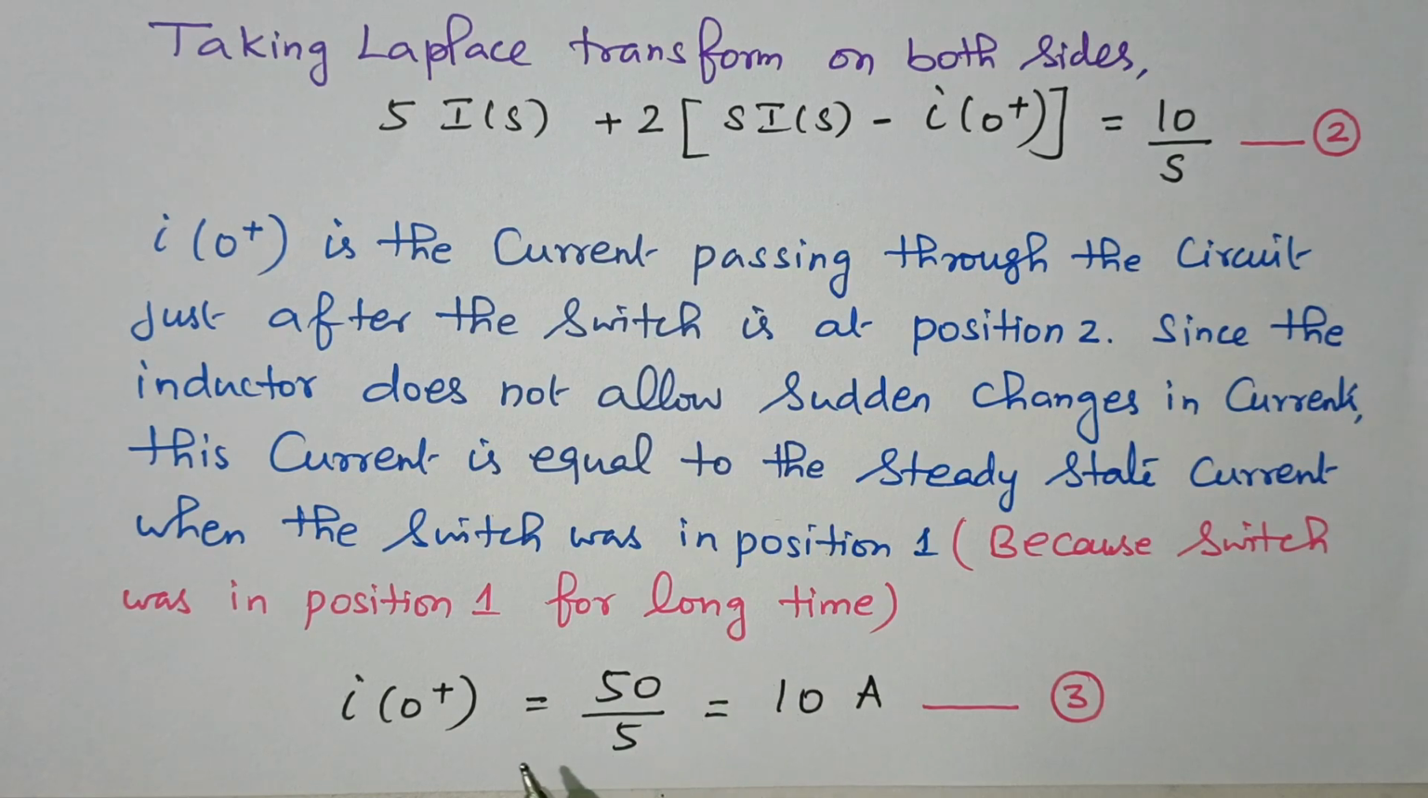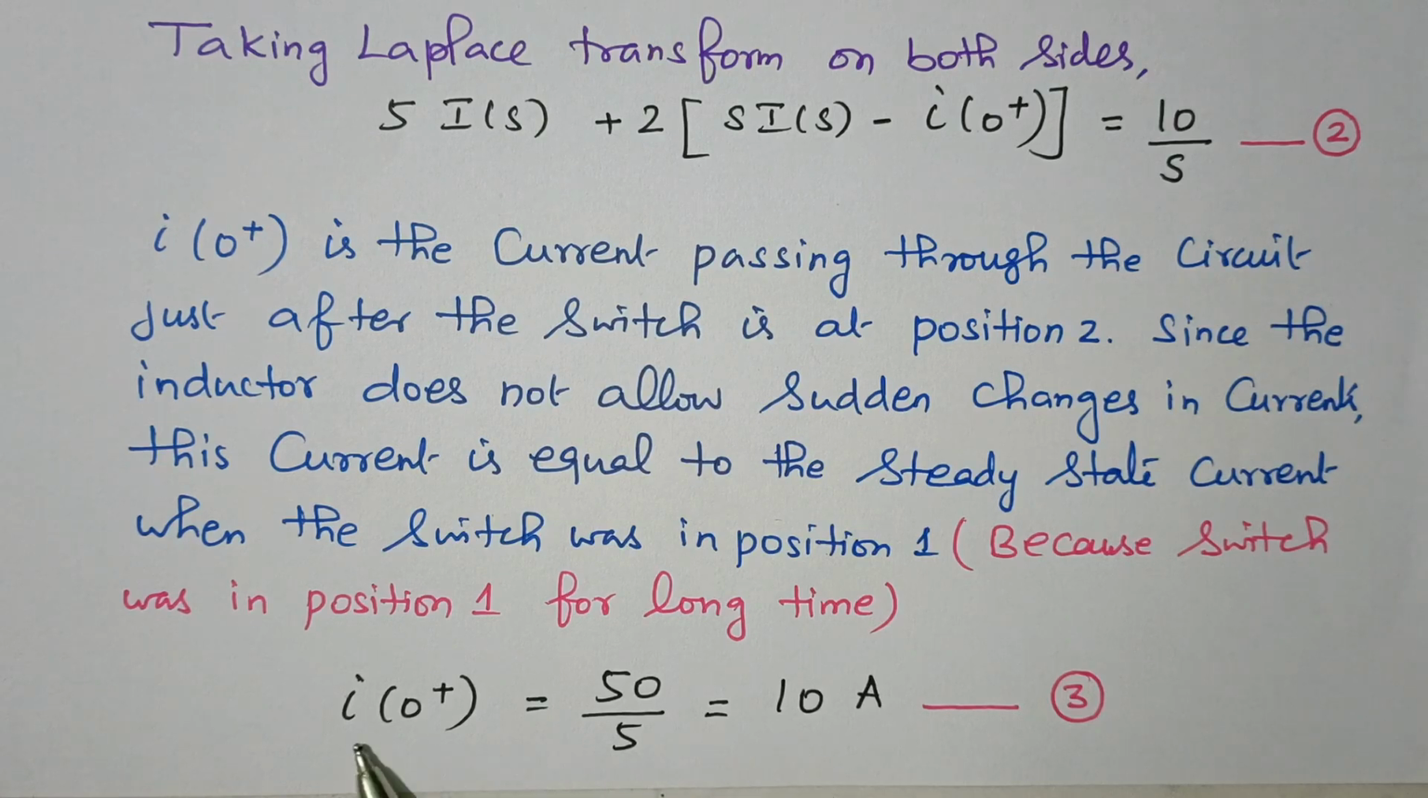Now we'll find the current when it is in position 1. I0 plus equal to V by R. V is 50 volt, since position 1 is connected to 50 volt, and position 2 to 10 volt, divided by the resistor value 5. So it is 10 ampere. So I0 plus value is 10 ampere. This current is the current flowing while the switch was kept at position 1, which is the same at position 2, because the inductor does not allow sudden change in current.